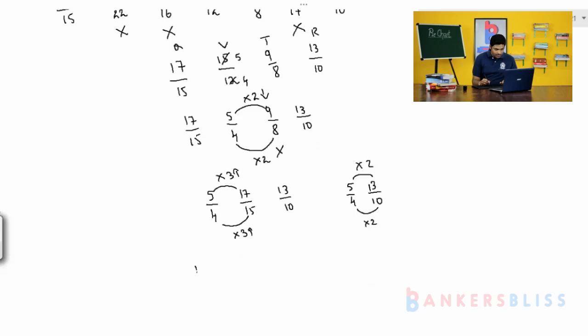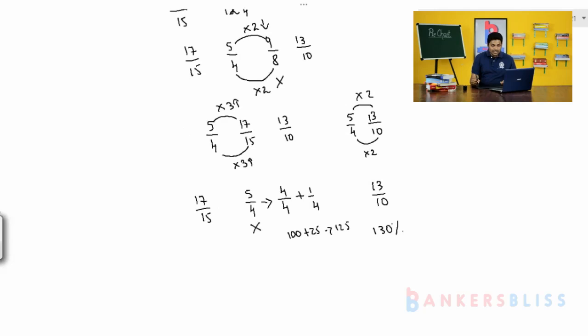See here, 17 by 15 you keep as it is. 5 by 4 is nothing but, the denominator is 4, numerator again I am going to write 4, next 4 by 1. This 5 by 4 I can write like this: 100% plus 25%, which is equal to 125%, but 13 by 10 is 130%. Therefore, 5 by 4 is less than 13 by 10. So, 5 by 4 is discarded.